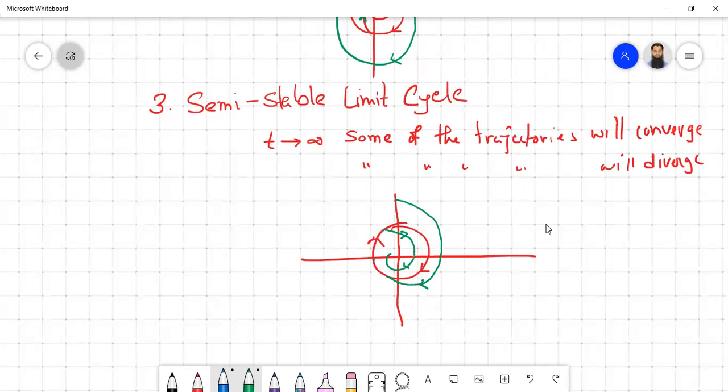But from the stability point of view, it is not going towards infinity. So going inside, if you have some equilibrium point inside and it's going to the equilibrium point, that is also not a bad idea. So that is why in some cases it is converging, in some cases it is diverging. That is why it's called a semi-stable limit cycle.